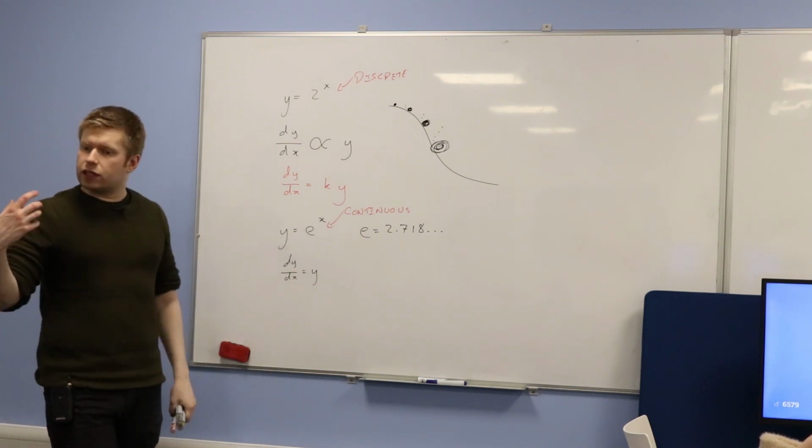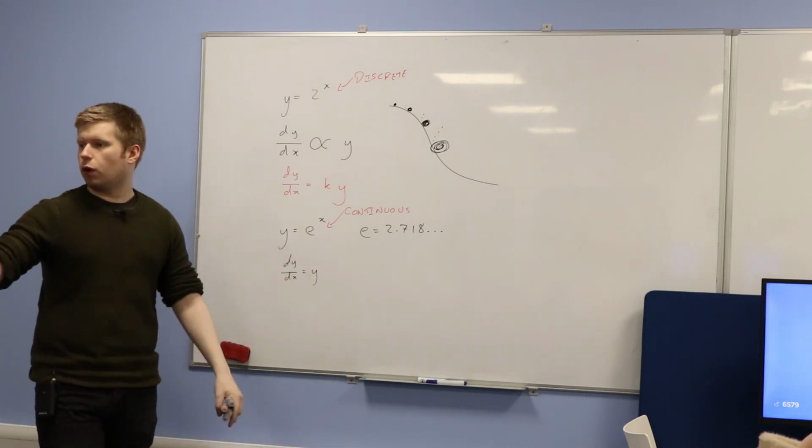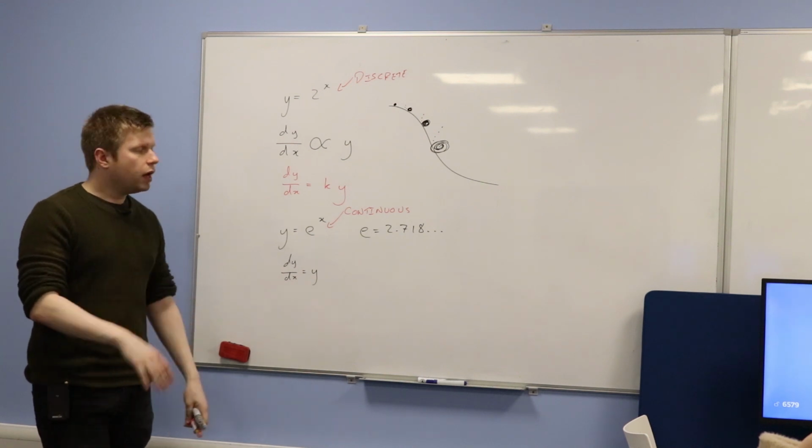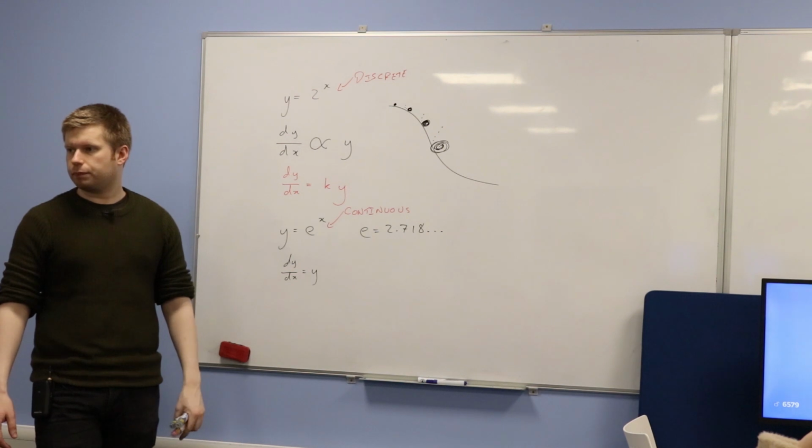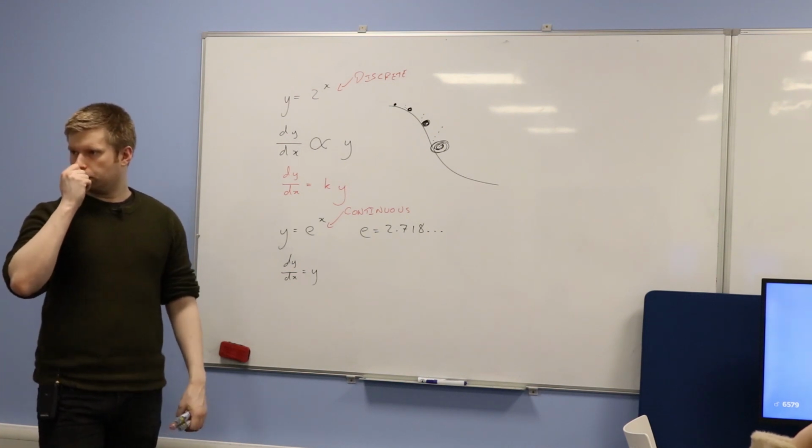If there's time at the end, I can talk you through the notes if you want to understand where e comes from. But for the time being, this is enough, I think. So e is continuous.